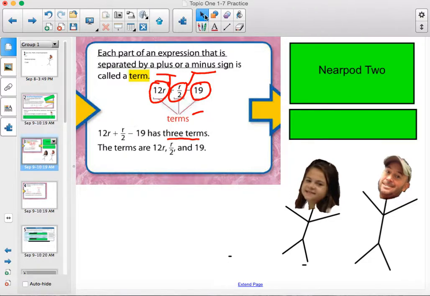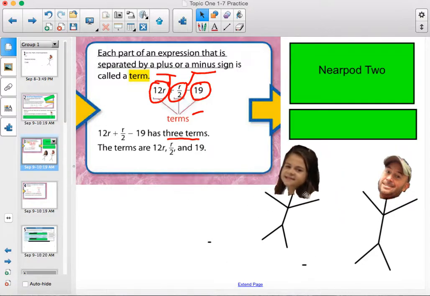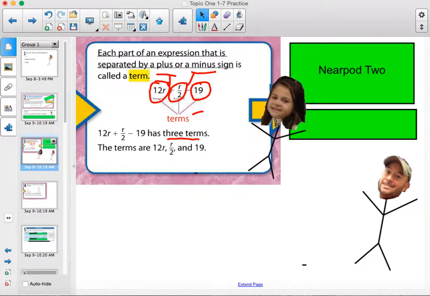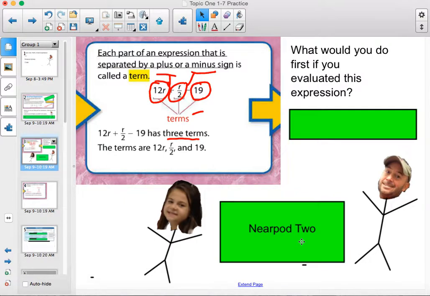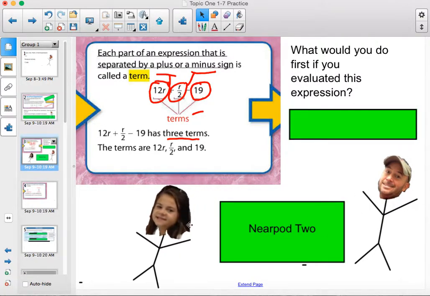Well, let's go on to the next slide. Wait, Mr. Triola, we have a Nearpod activity. Oh, you're right. We better get on that. I'll uncover it for everybody. What would you do first if you evaluated this expression? Don't forget to pause the video.